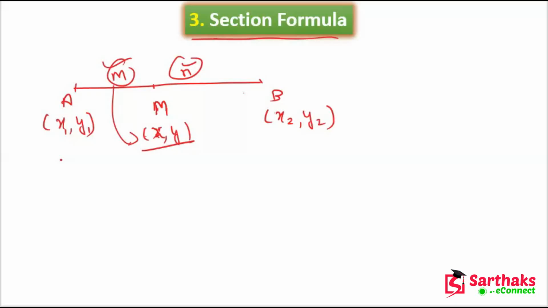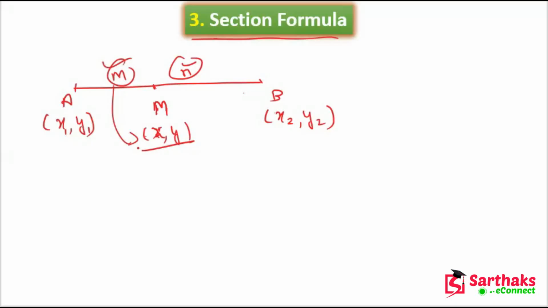The section formula is used to determine the coordinates of the point that divides a line segment joining two points into two parts, such that the ratio of their lengths is m:n. Let A and B be two points, x1, y1 and x2, y2, and let M be the point dividing the line segment internally in the ratio m:n.